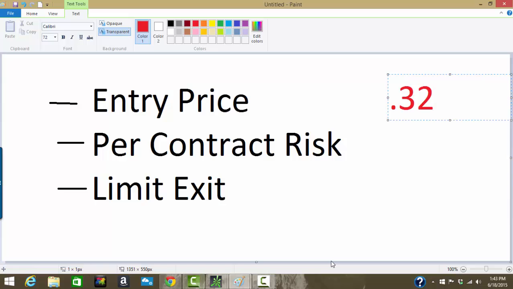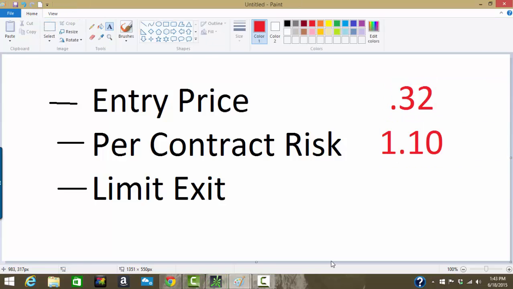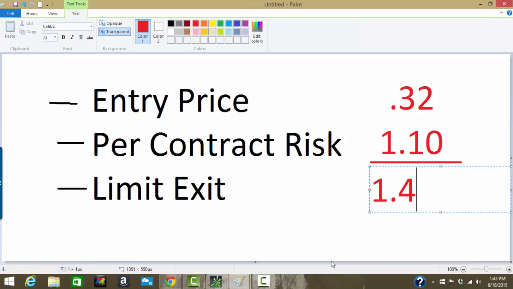Per contract risk. Now, we established that was 110. So that means we add those two numbers together. My limit exit needs to be at minimum 1.42. What I generally tend to do is add about 10 or 15 cents to that. Why? Because there's a window on the spread.